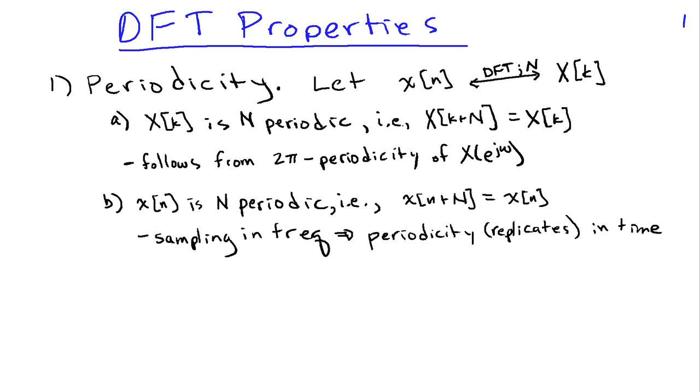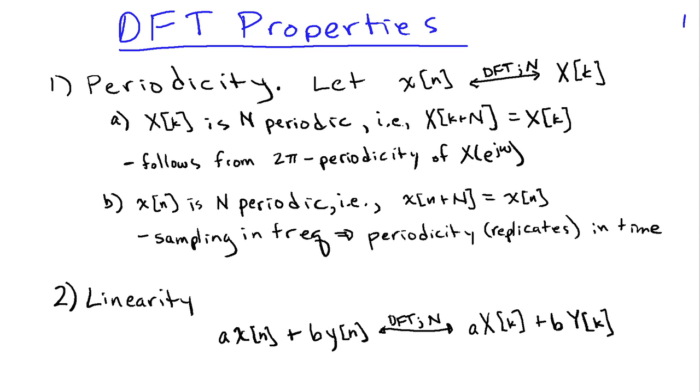Now the time signal, x of n, is also periodic. In other words, x of n plus capital N is equal to x of n. And this occurred because when we sample in frequency, remember we looked at sampling the DTFT in frequency, this introduces aliasing or periodicity in time, because we have those replicates of the signal spectrum that show up at multiples of N in the time domain. When you add those things together, you end up with something that has period N.